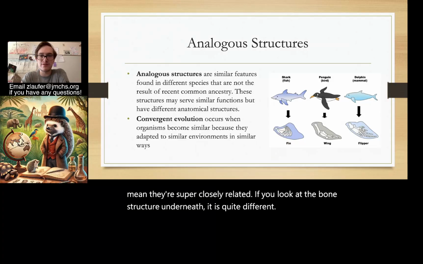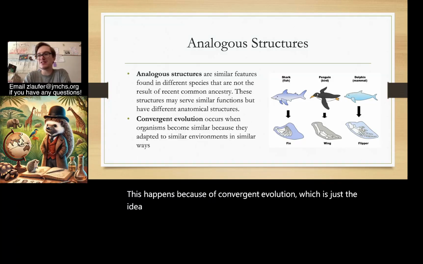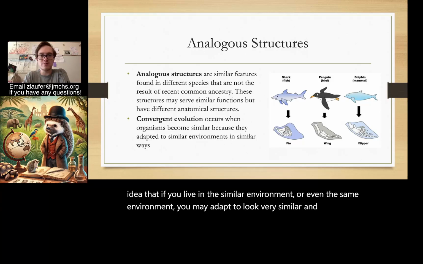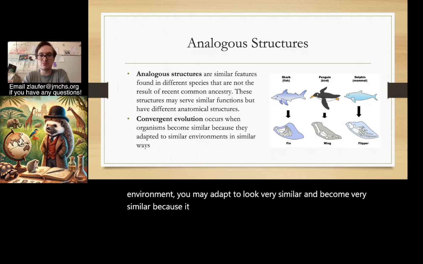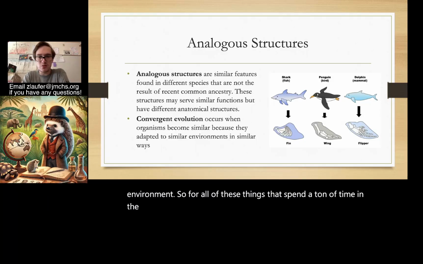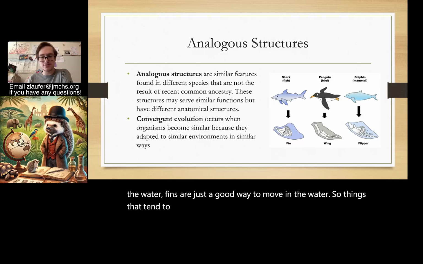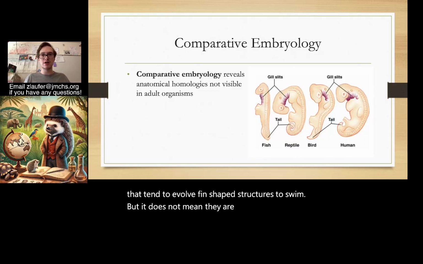This happens because of convergent evolution, which is just the idea that if you live in a similar environment or even the same environment, you may adapt to look very similar and become very similar because it is just a good body shape or trait to have in that environment. So for all of these things that spend a ton of time in the water, fins are just a good way to move in the water. So things tend to evolve fin-shaped structures to swim. But it does not mean they are closely related.